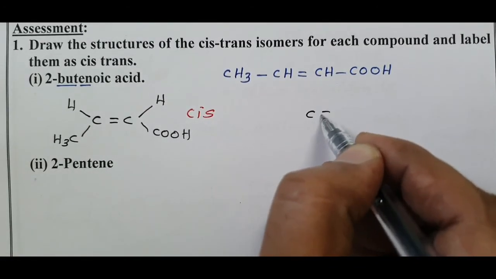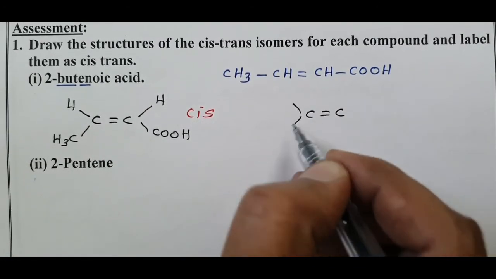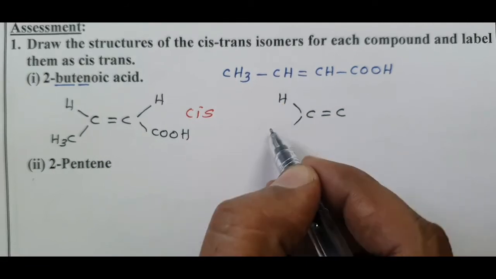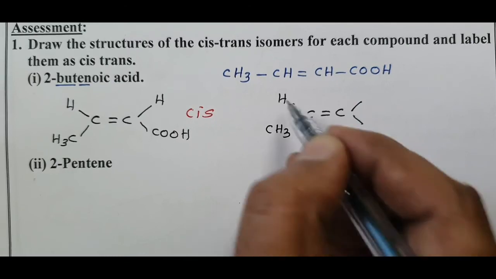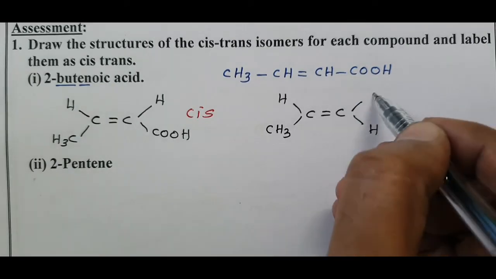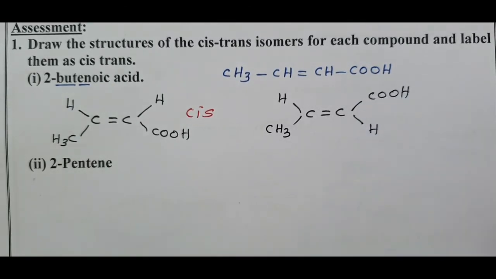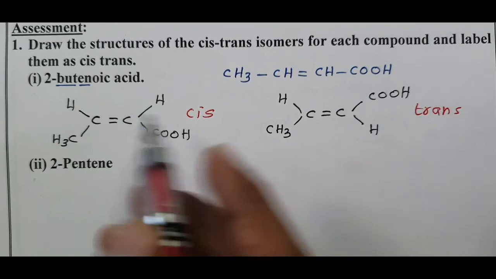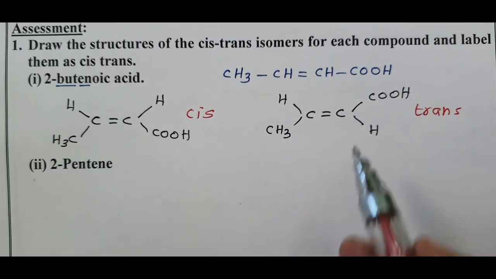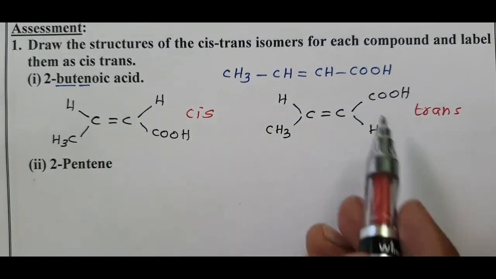Carbon double bond carbon; to the first carbon we have 1 hydrogen and 1 methyl group. To the next carbon atom, when you write hydrogen on the opposite side, it is called trans isomer. Similar groups on the same side is called cis isomer. Similar groups on the opposite side is called trans isomer.